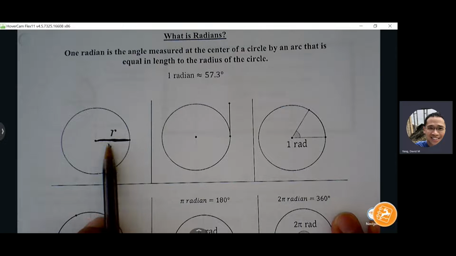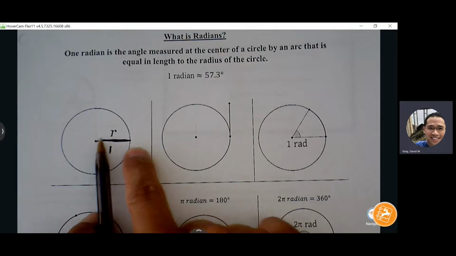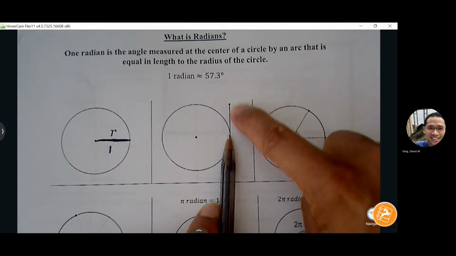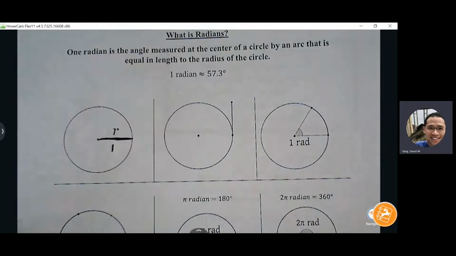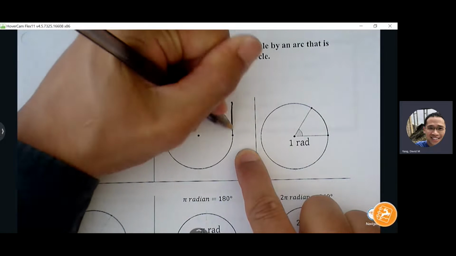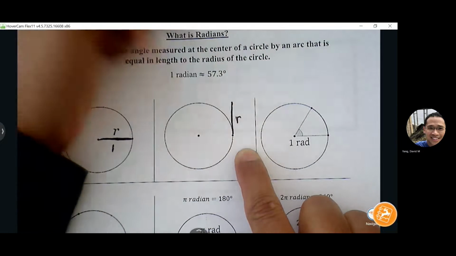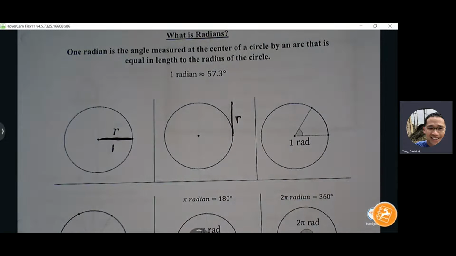Now let's take that distance and put it straight up along the edge of the circle. So imagine it's a string or some flat length that you're able to move across. Let's just say that this is still the radius, right? That's the same length as this. Now, let's say that is a string that you're able to fold along the circle.